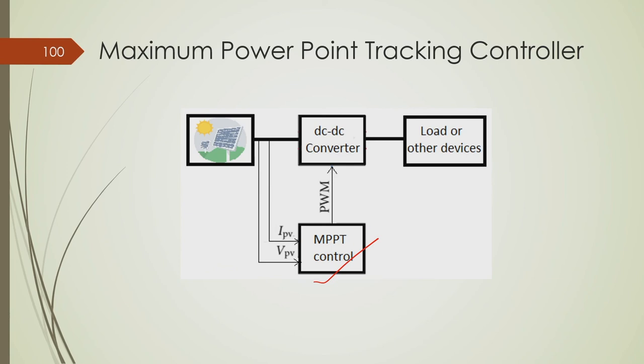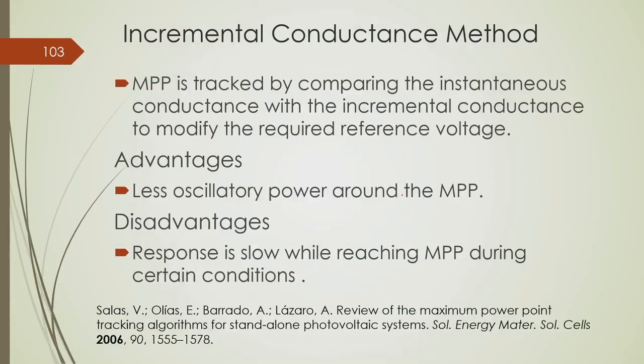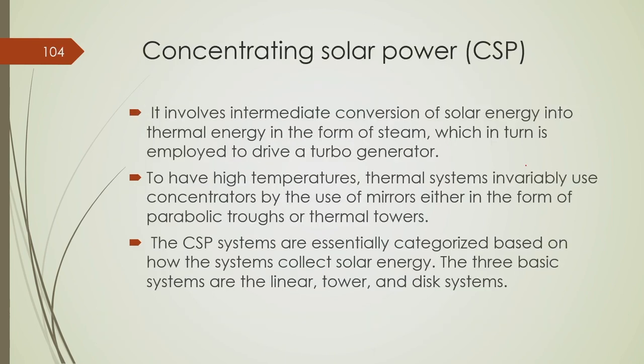MPPT stands for maximum power point tracking control, so that we can always operate the solar PV system at its maximum power point. There are some typical MPPT techniques available. One is called the Perturb and Observe technique, another is called the incremental conductance technique. There are many other techniques as well, which are typically employed to operate the solar cell at its maximum power. Some advantages and disadvantages are there in both the methods. I am just keeping this, you can take a look.